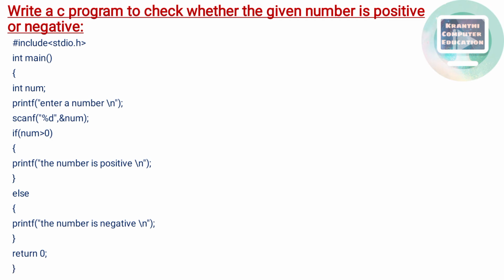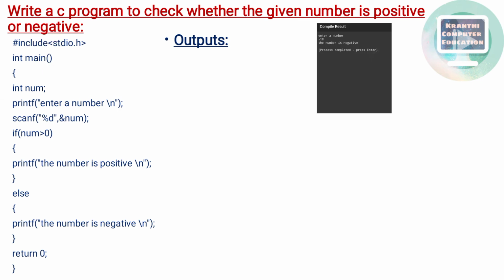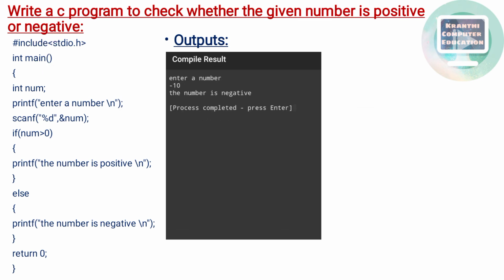So this is the program. This is the program to check whether the given number is positive or negative by using the if else statement. Let's see what the output is if we run this program on the C compiler. This is the output. This is the first output.